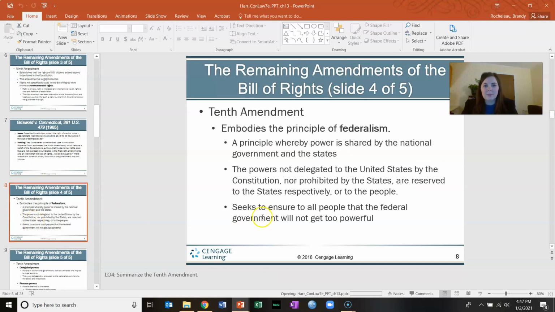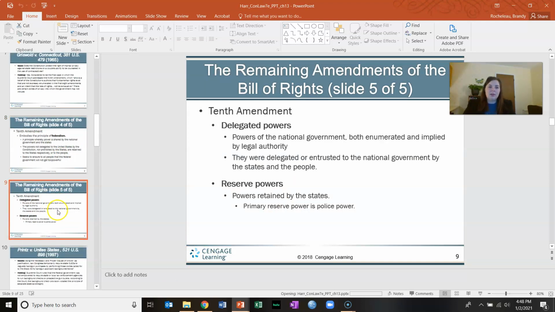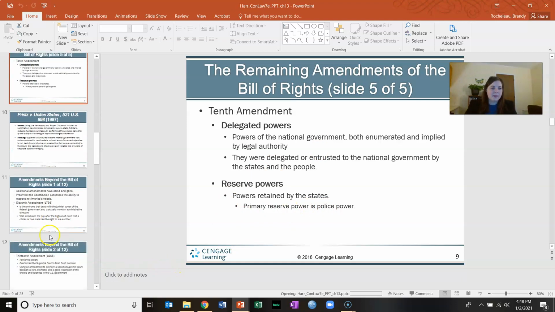The 10th Amendment embodies federalism. This is the idea that power is shared by the national government and by states. So powers not delegated to the United States government nor prohibited to the states are reserved to the states respectively. This is where states have the authority for police power and things like that. So in the 10th Amendment, delegated powers are those that are enumerated and implied. Reserved powers are retained by the state, with the largest one being, again, that police power.